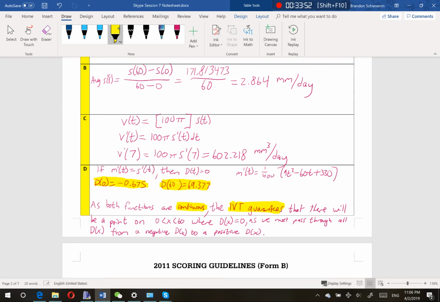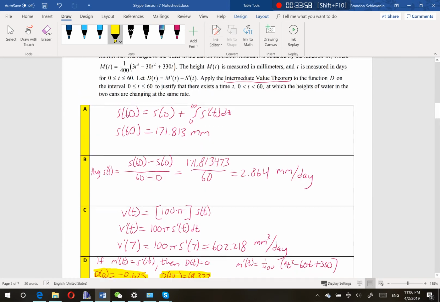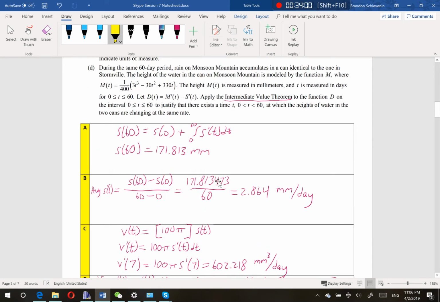For the AB test, will we ever have to explain why a function is continuous? You may have to. We don't have to here, because they asked us to justify the IVT, not to justify continuity, but they could give you a piecewise function and ask you to justify why this piecewise function is or is not continuous.